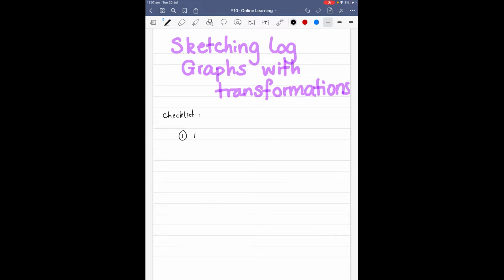First thing, you need to check for your asymptote. Second thing, you need to check if it is shifted to the left or to the right. Next, you need to check if it is shifted up or down. Now, once you have all of those, you also need to have a point shown on your graph.